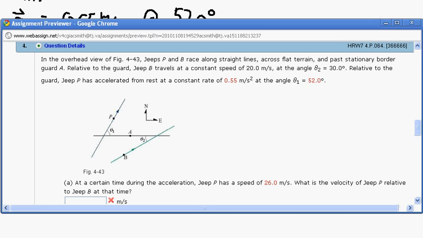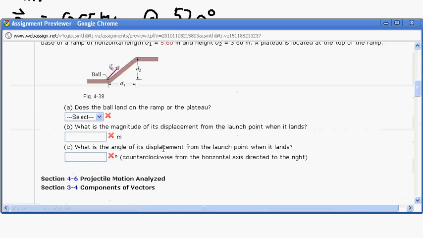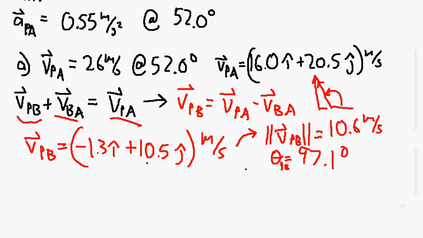So let's hope that I got that right. Let's see. 10.6, 97.1, submit, and then scroll back down. Yes, okay. Now what is the acceleration of P relative to B?